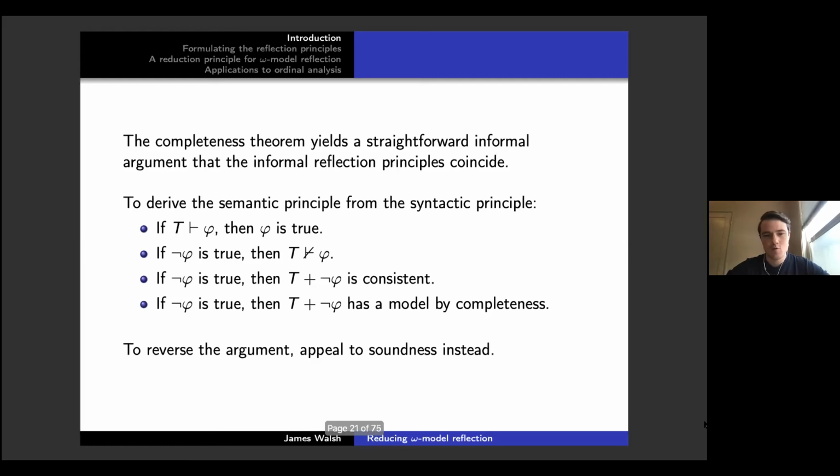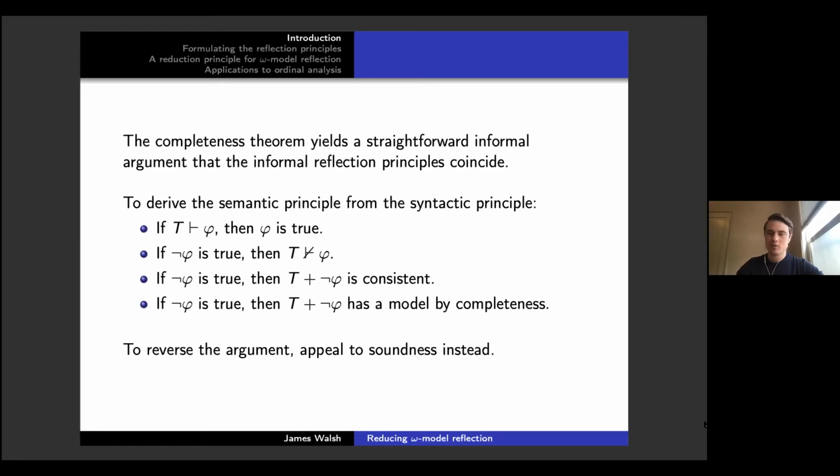If you want to reverse the argument, you appeal to soundness instead. So you can get the semantic out of the syntactic and vice versa. Of course, I had syntactic for phi, I get semantic for not phi, but if these are schemas that apply to every formula, this suffices to give you the principle for every formula in the language. This has the feel of the Kreisel squeezing argument for those of you who have seen this.